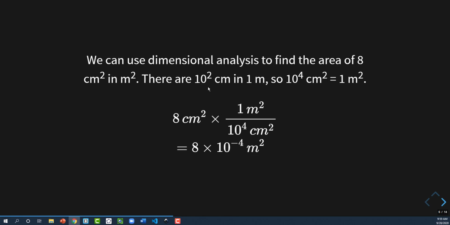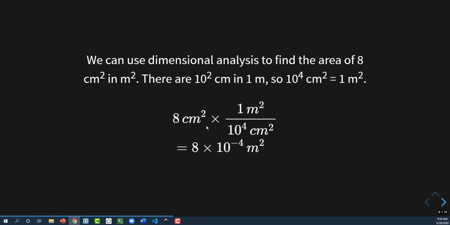I remember that there's 100 centimeters in a meter. So I imagine making a 1 meter by 1 meter square and asking myself how many centimeter squares are in that. The dimension would be, in centimeters, 100 centimeters by 100 centimeters, which of course is 10 to the 4th, or 10,000 centimeter squares in a square meter.